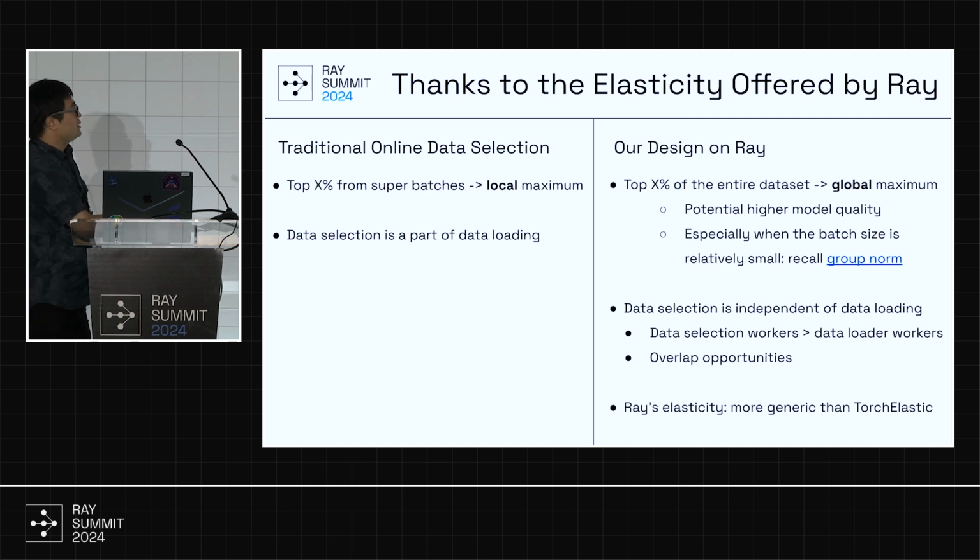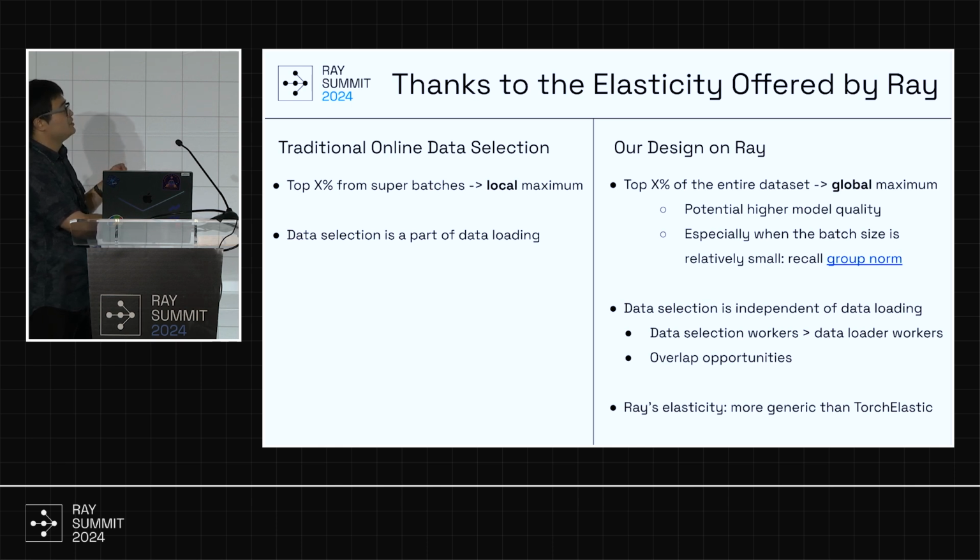So here is the comparison of how we do that. First, the background: if we do traditional online data selection, what are we going to do? When we do data loading, first we load a super batch, which is a large batch. Then by using the same metric, we compute a top K, and we get more of a local maximum, because it's the maximum within that batch. Data selection is basically part of data loading. But in our design, when we compute a top K, we compute it over the entire data set. So what we get is a global maximum.